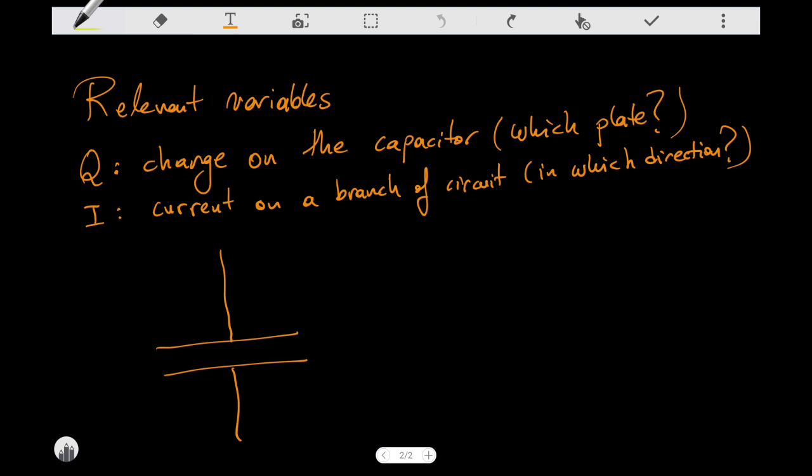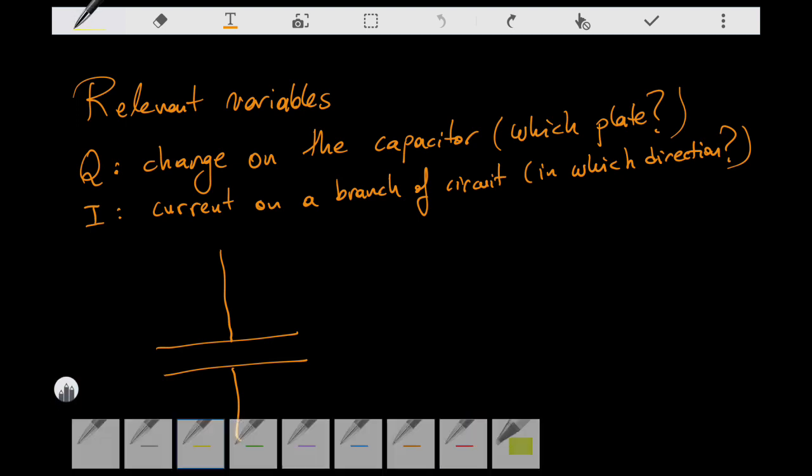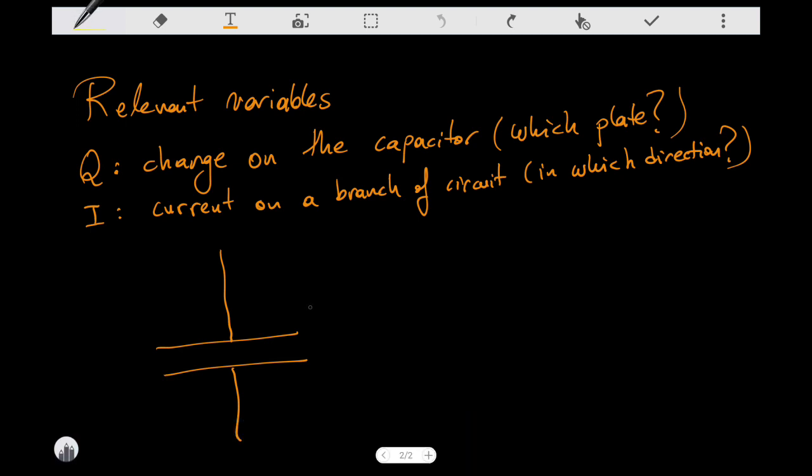Let's remember that the capacitor has two plates, and if there is a charge Q on one of the plates, then the other plate should have a charge minus Q, so that the whole capacitor is charge neutral. So as a result, when you are talking about the charge on a capacitor, we always mean the charge on a plate, and you have to specify which plate this is. So that's one of the important things.